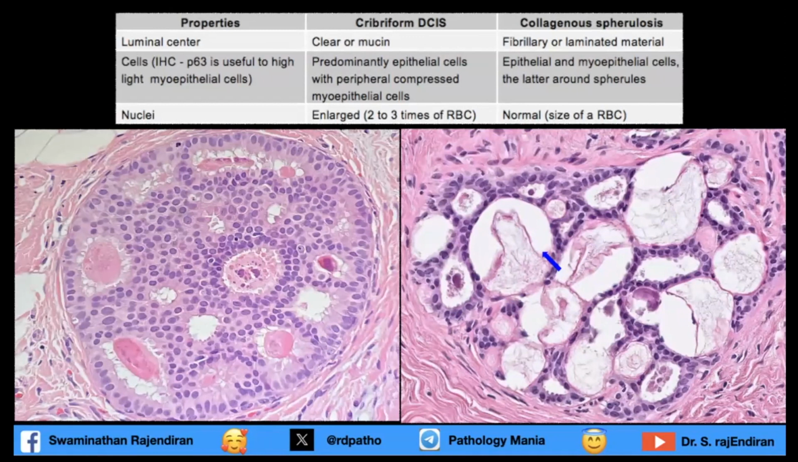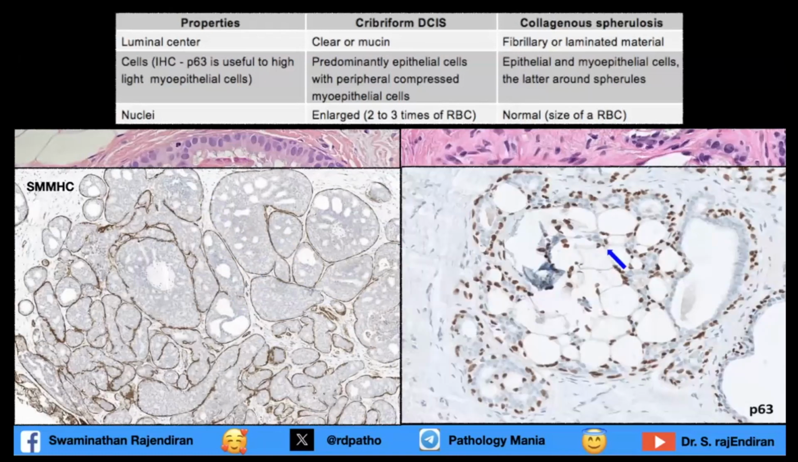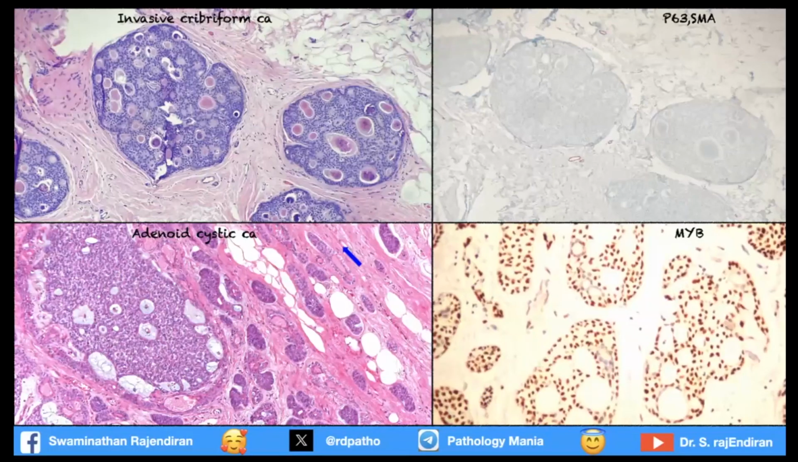Whereas in DCIS, you never see myoepithelial cells in the spaces, the cell nuclei are not overlapping, and the spaces are of uniform size, shape, distribution. And when you do a myoepithelial marker, they will be positive only in the periphery in case of DCIS. This is smooth muscle myosin heavy chain, and that's why it is staining the cytoplasm all around the proliferation, nothing in the center. Whereas when you do P63 in the collagenous spherulosis, you can see it in the center as well as in the periphery.